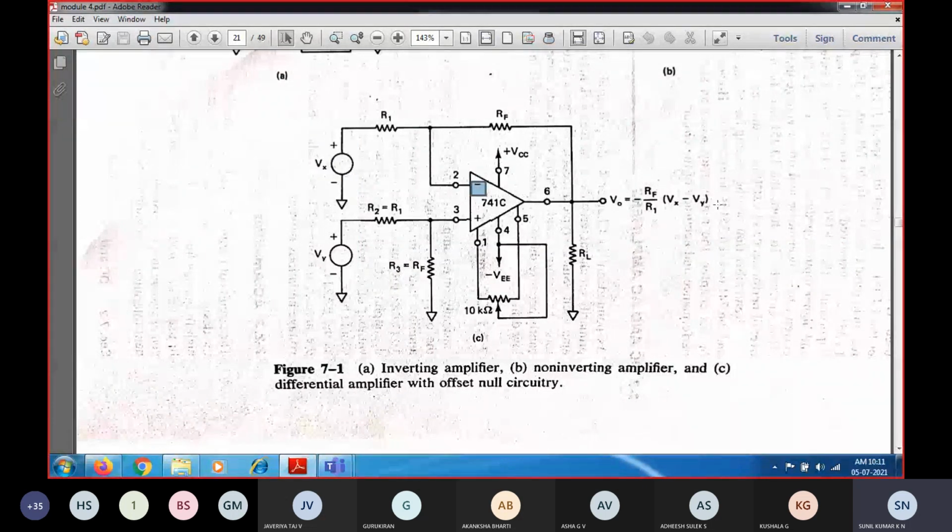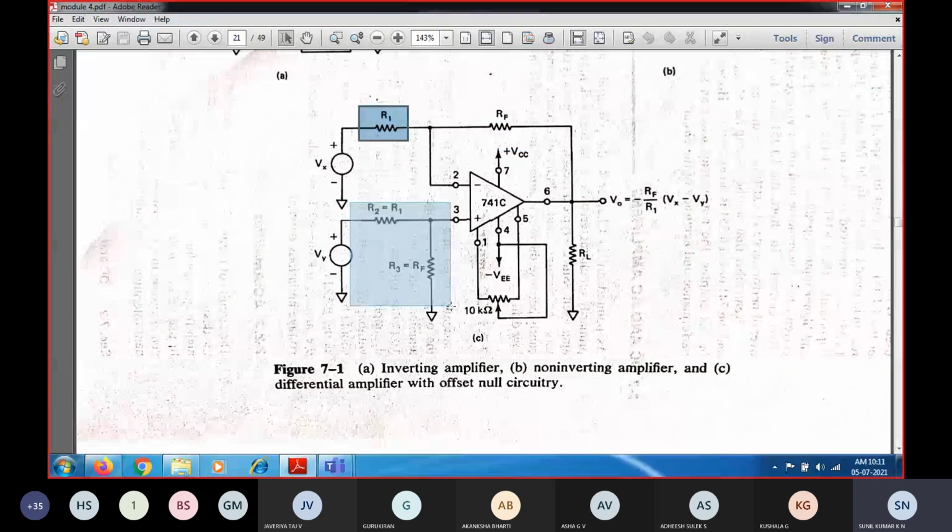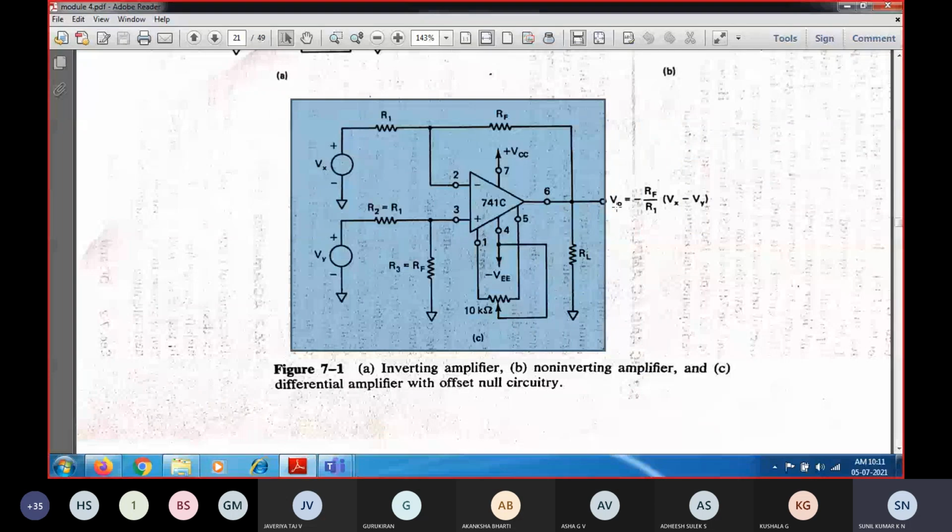So the circuit will be functioning like an inverting amplifier. This will be the feedback resistance, this will be the input resistance, and this will be the non-inverting terminal voltage, which has been connected to ground. So the entire circuit will be working like an inverting amplifier.